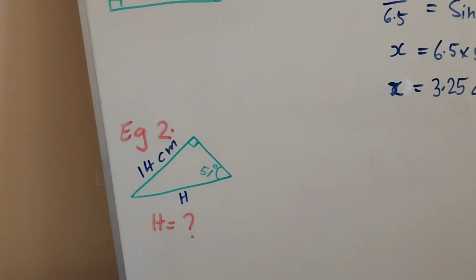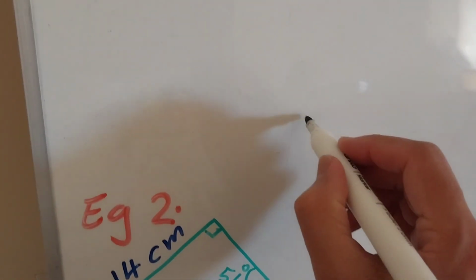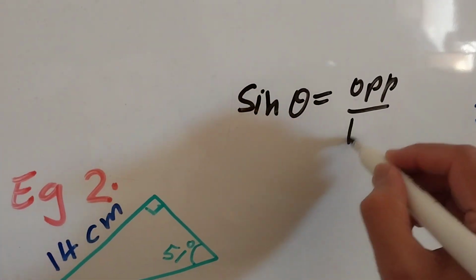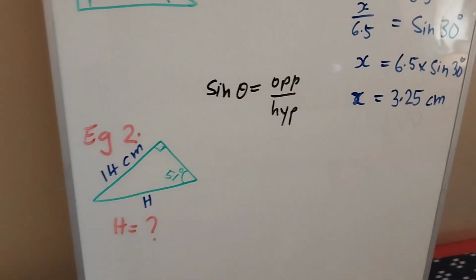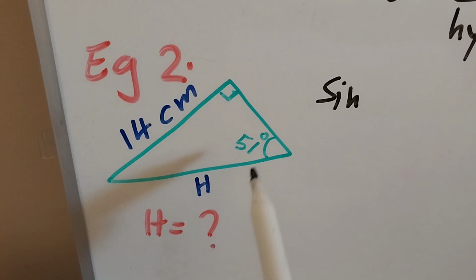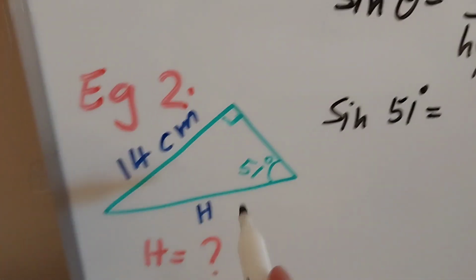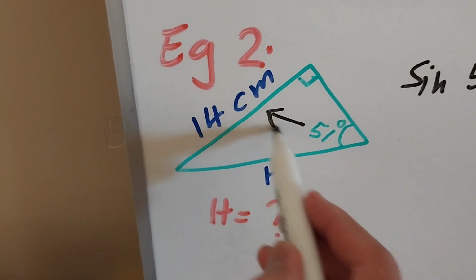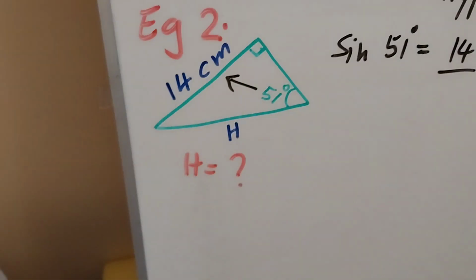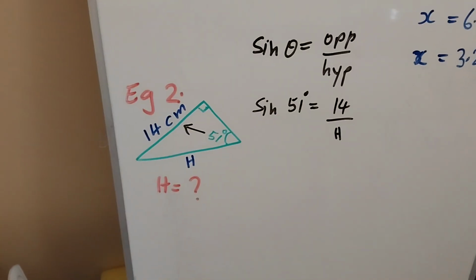Now let's look at the second example. So we'll begin with the formula. Sine theta is equal to opposite over hypotenuse. Sine of the angle over here, 51 degrees, is equal to the opposite. So the side which is opposite to the angle, that's 14, divided by the hypotenuse. Hypotenuse is given as h. So we are finding the value of h.